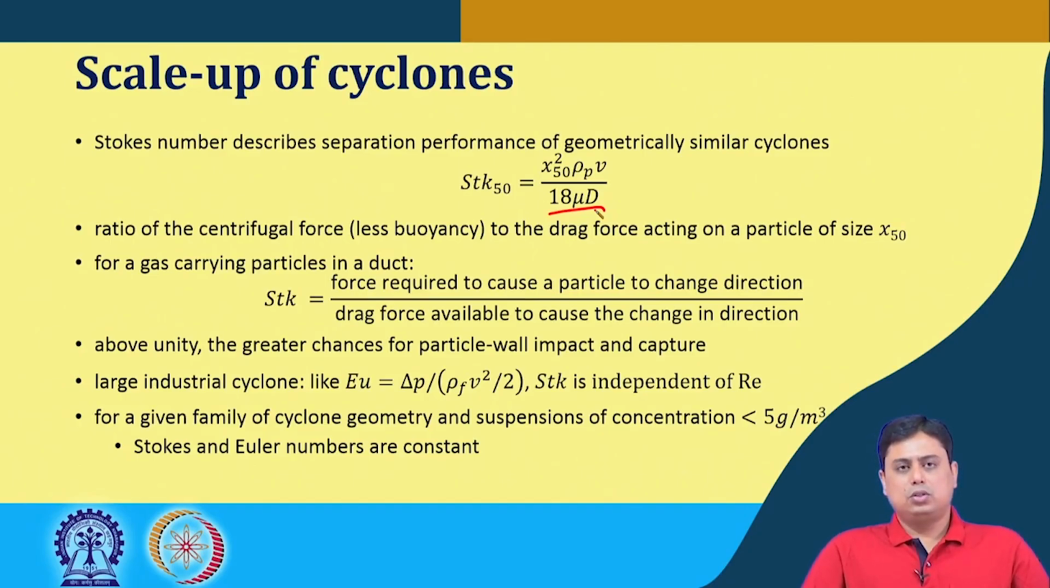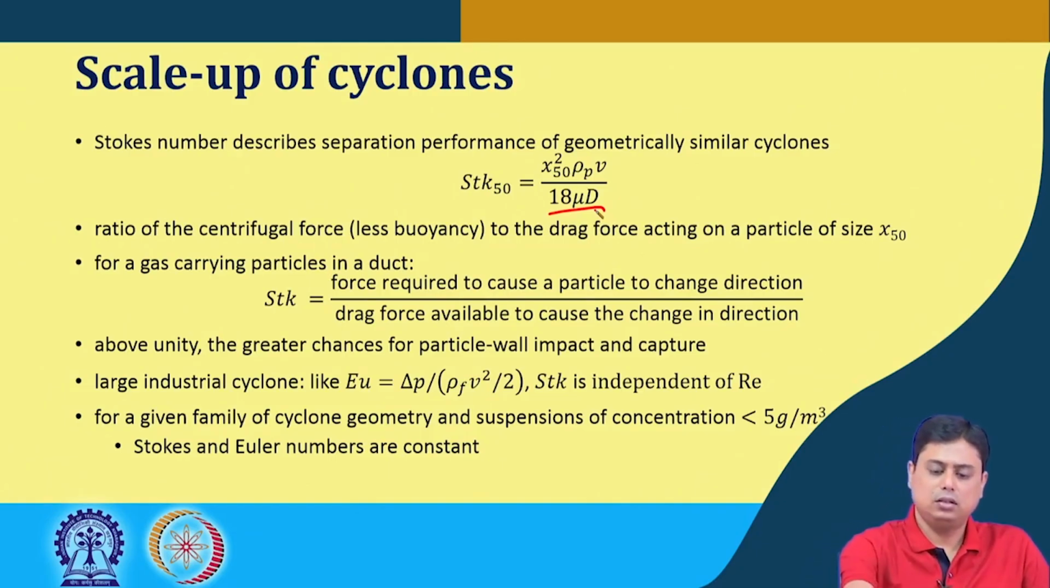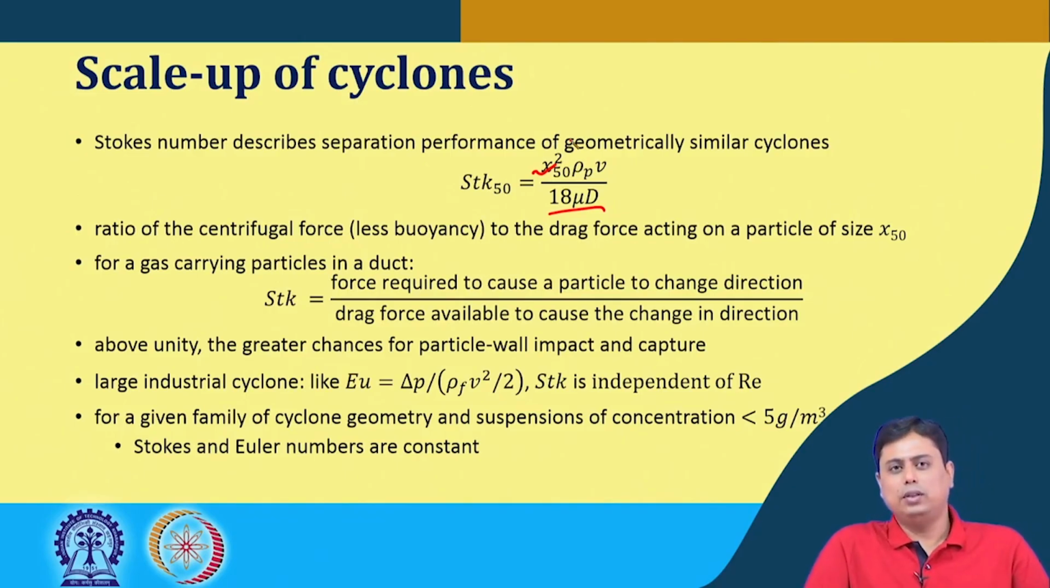Now this Stokes number, similar to the Euler number, is also constant within a certain range. Physically, this number says that it is the ratio of the centrifugal force minus the buoyancy force divided by the drag force that is acting on a particle of size x50. So it is the net force of centrifugal and buoyancy divided by the drag force that is acting on a particle of the cut size, that is x50.